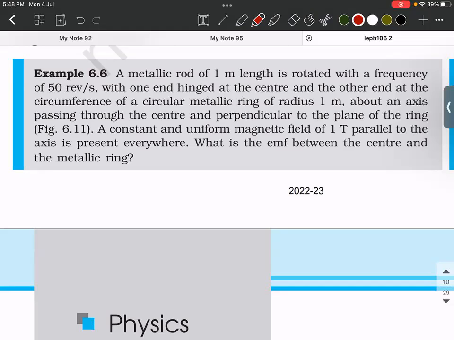Is it clear? When that is the scenario, there is a constant uniform magnetic field of 1 Tesla, which is parallel to the axis, that is present everywhere. Now our job is to find the EMF between the center and the end of the metallic ring. That's it. Did you guys guess the diagram by now?